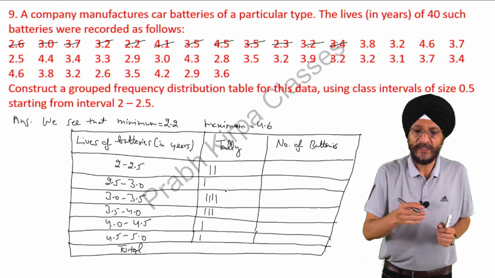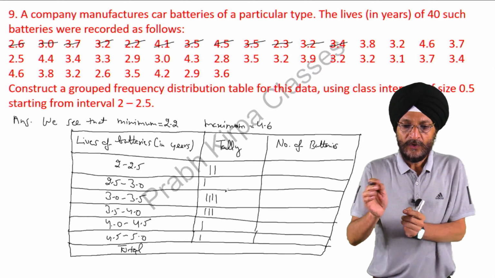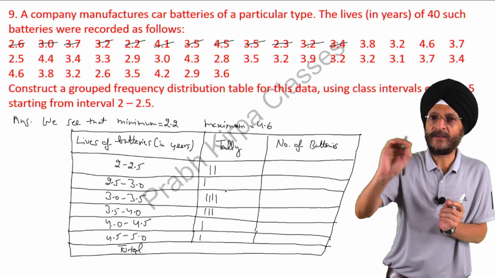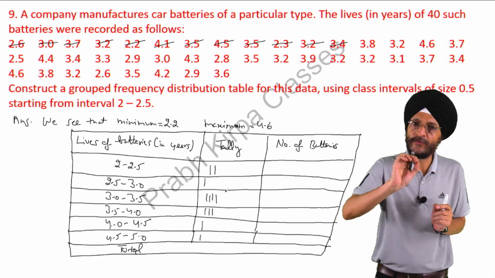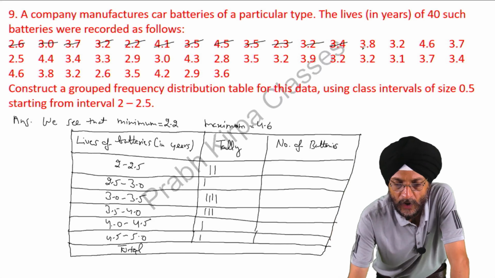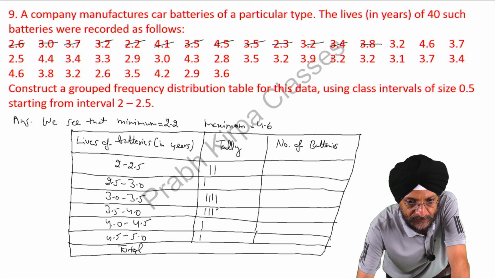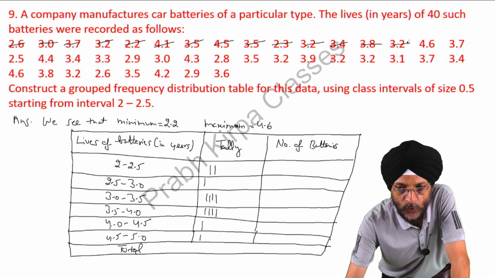When we are counting the entries, suppose two entries are having the same value, do not cut twice at the same time. We will have to use cutting one entry at a time to avoid any duplication or confusion. 3.8, 3.2.